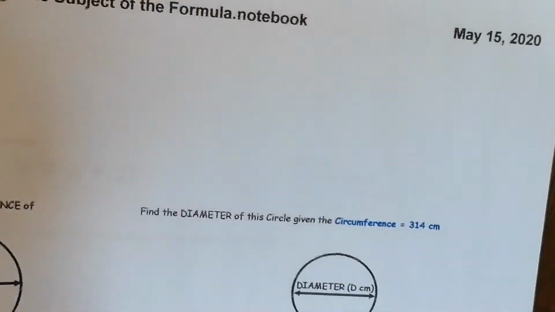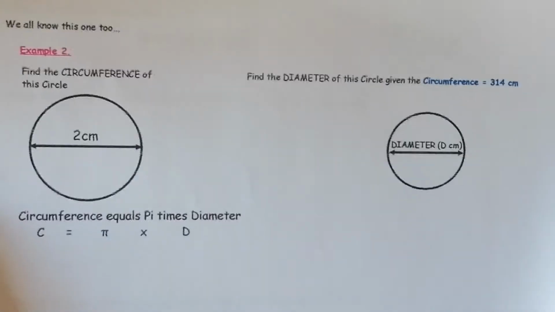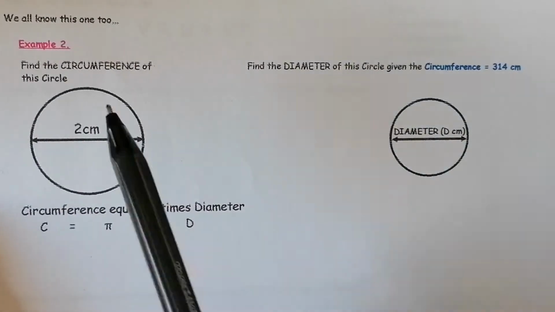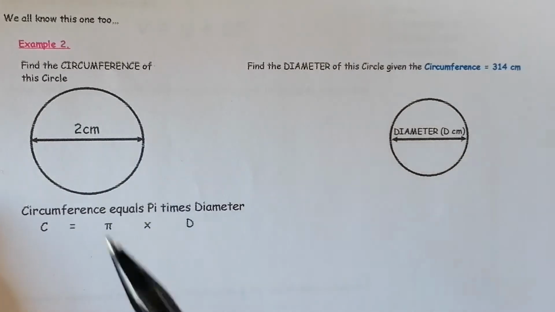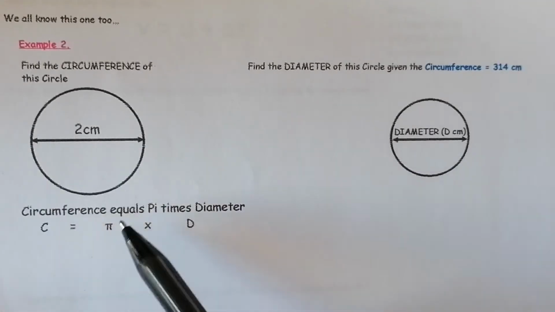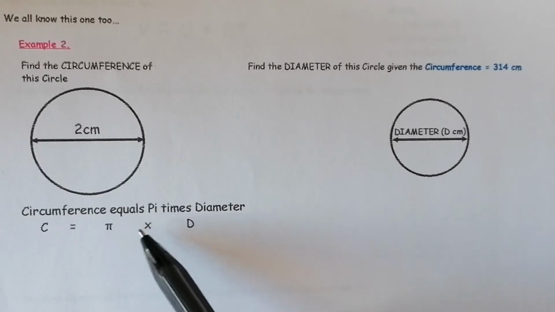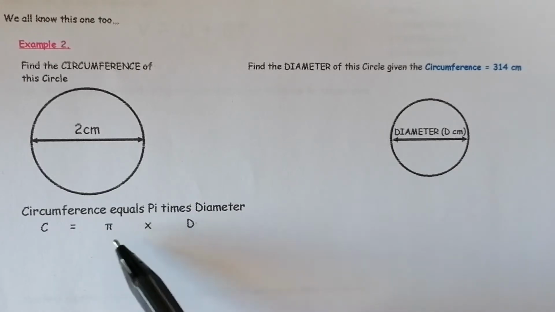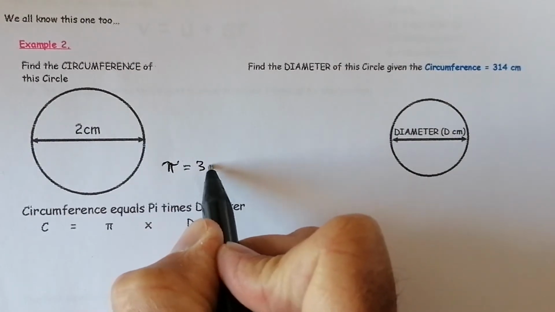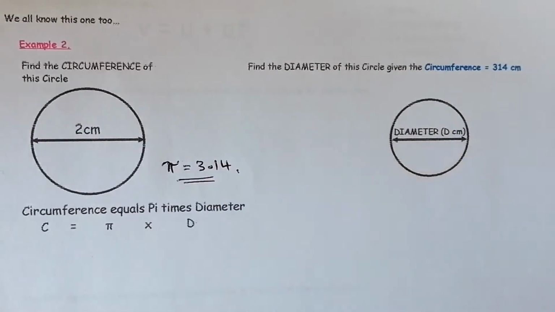So what we have here is something else that you've worked on recently. We've got the circumference of a circle we're looking at. If you can cast your mind back to the formula for the circumference of a circle, it's C for the circumference is equal to pi times the diameter. For pi, we'll use 3.14 just for this calculation, just to make things a bit simple.